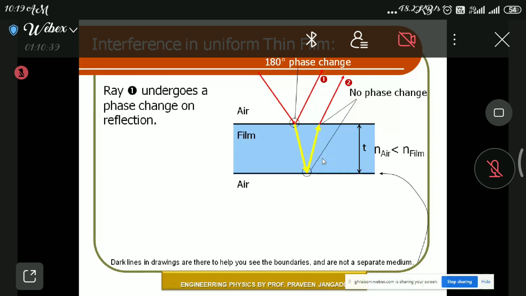Okay, is it clear to everyone? How we can get ray 1 and ray 2 from a single ray. So that is the main part in this particular interference in a uniform thin film.